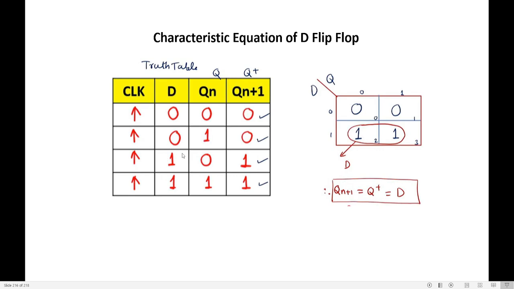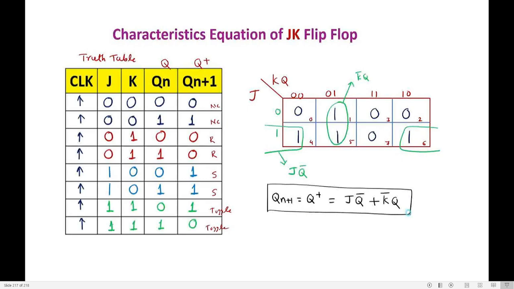If input is 1, output is also 1. So we can directly write that output is nothing but input. Q of n plus 1 is nothing but D. Okay. Next one is JK flip-flop.